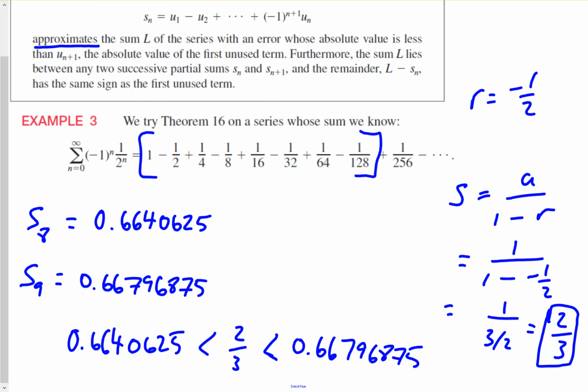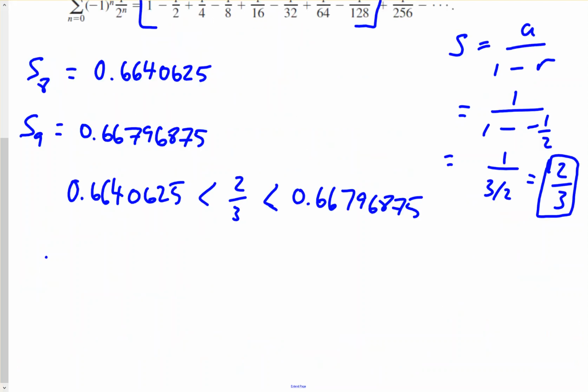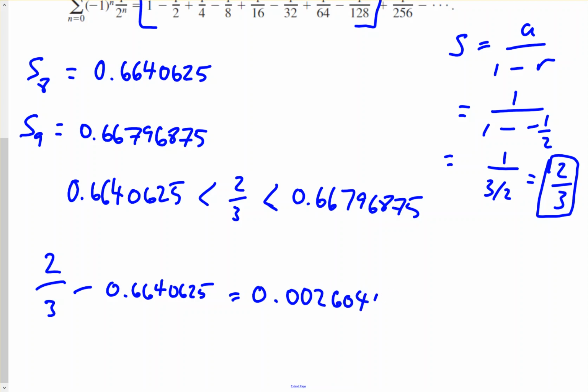And if we were to subtract 2/3 minus 0.6640625, we end up with something that is positive and less than the 9th term, and that's what we wanted, right? So we end up with 0.0026041666. Okay, it's positive.